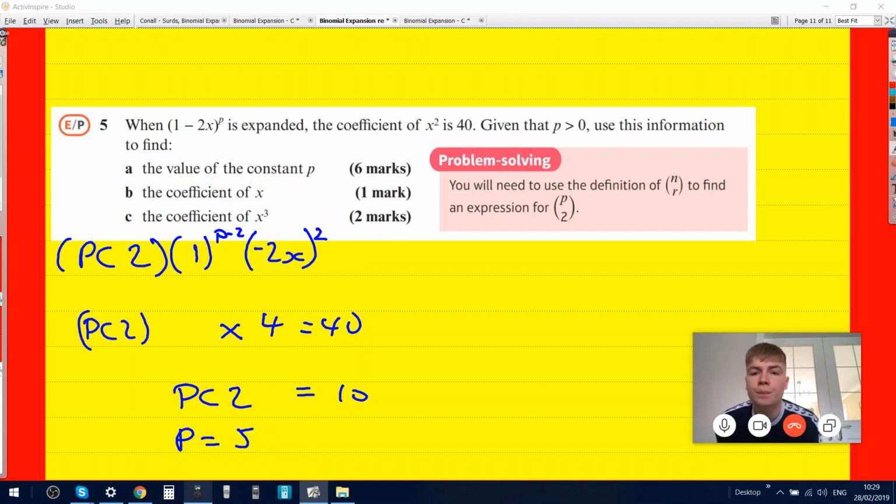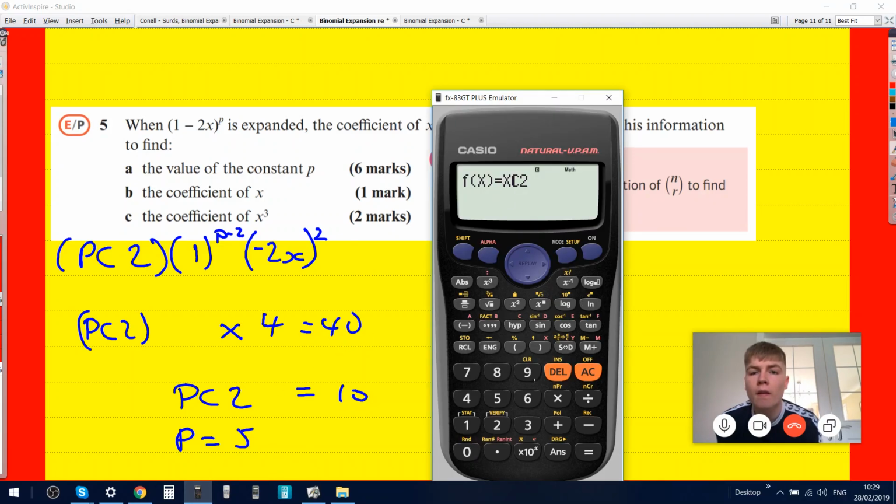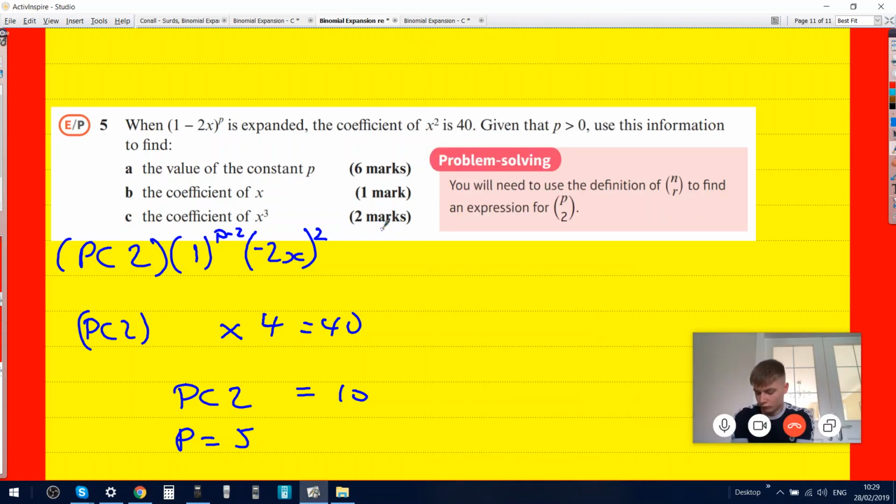If you didn't want to do it that way, I didn't know it would be that simple. But if you were just doing it a normal way, I would just do 3 choose 2. That didn't work. Needs to be a bit bigger. 4 choose 2, and so on. Any questions about that one?